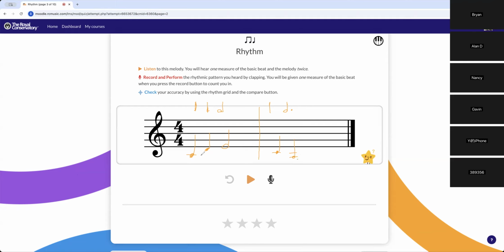So that's the rhythm and the melody of this piece. Okay, and let me quickly check. Is Grace there? Grace? Okay, Grace, turn on your microphone. I cannot hear you.